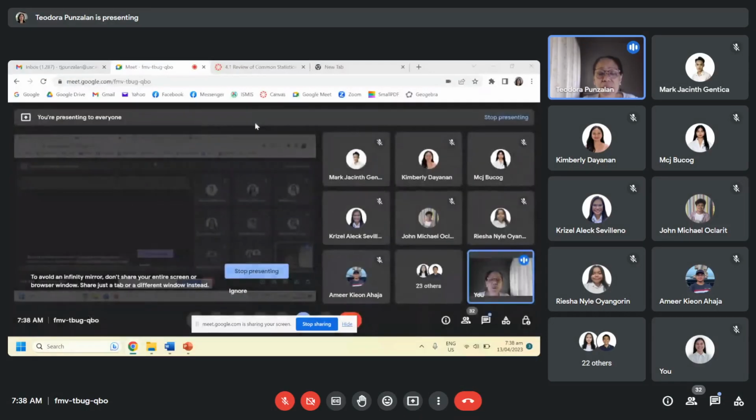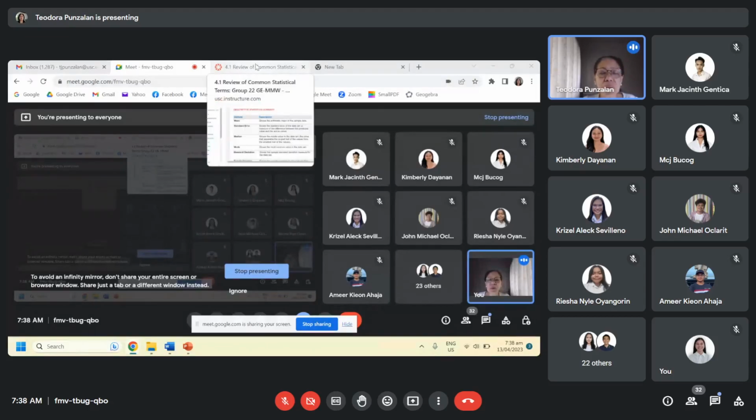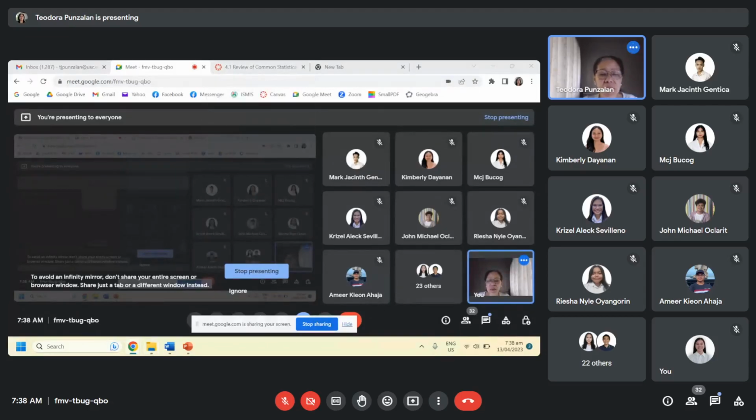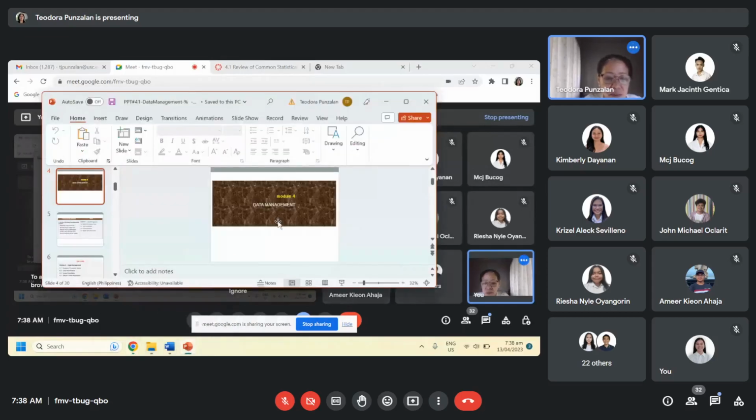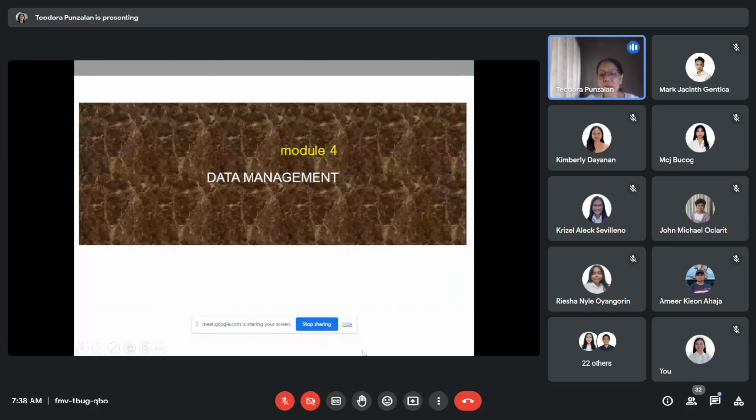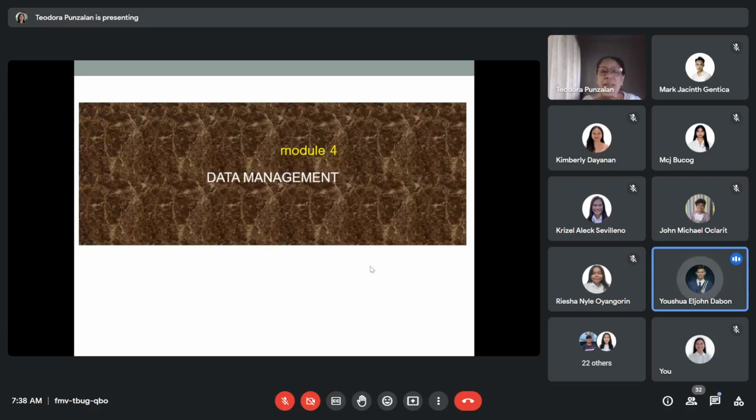Okay. So allow me to share my screen. Wait for a while, huh? I was trying to open it some seconds ago. Oh, which one ba? Okay, this one na lang muna. Then I'll shift. Okay. So, what do you see on your screen right now? Slides, Module, data management. Yeah. Okay. Thank you. Sige, Module 4, Data Management.